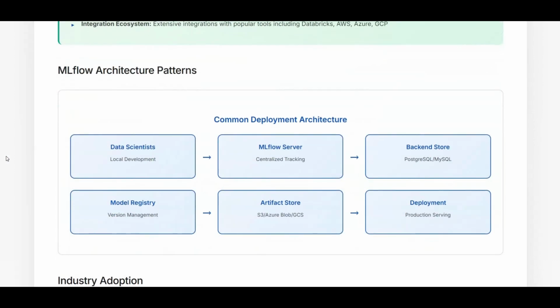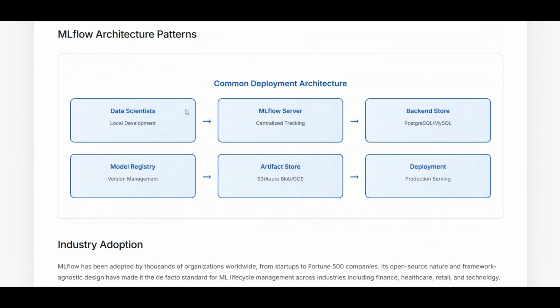And here are some patterns. Look at that. What's happening here? Now, data scientists work locally, logging experiments to a centralized Mlflow server. That server persists metadata in a backend database and artifacts in cloud storage. Approved models move into the registry and from there into production deployment. The flow is linear, predictable, and auditable, which is exactly what organizations need, right?